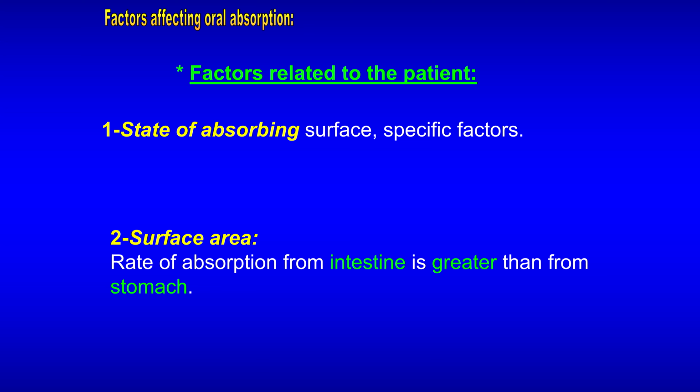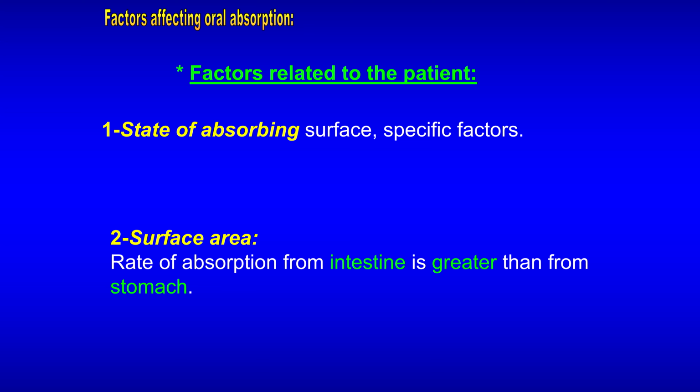Now, let's explore factors affecting oral absorption related to the patient. Firstly, the state of the absorbing surface can significantly impact drug absorption. Specific factors such as the health and condition of the gastrointestinal lining play a role.